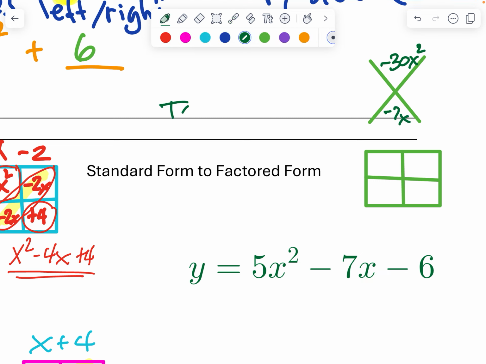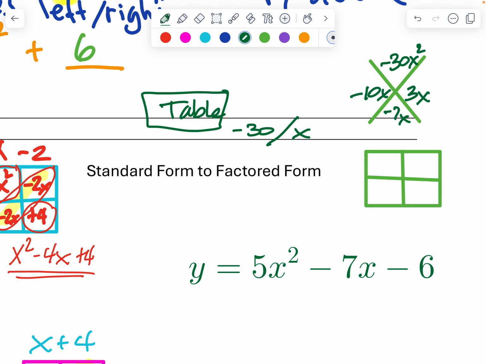And then some of you like to use your table button, and if you do, then what you do is you type in negative 30 divide by x. And then you look at the columns and you see which ones add up to negative 7. And on this one, it's going to be negative 10x and 3x. That will multiply to be negative 30, but it will add up to be negative 7.